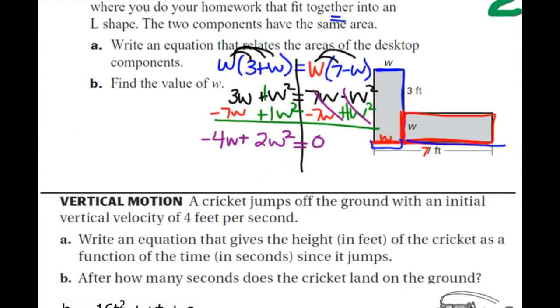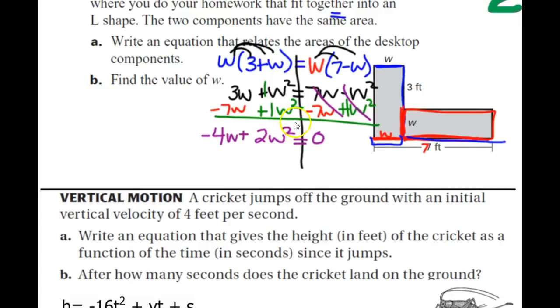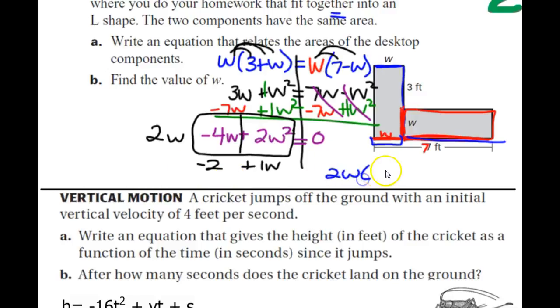So now that we've got all of our terms on the same side equal to 0, we can factor out what they have in common. These both have a w, and they both have a factor or a multiple of 2. So if I pull those out, 2 times negative 2 would give me negative 4, and there's already a w there. 2 times 1 would give me 2, and we need another w. So my two factors here, I have 2w, and then negative 2 plus w equal to 0.